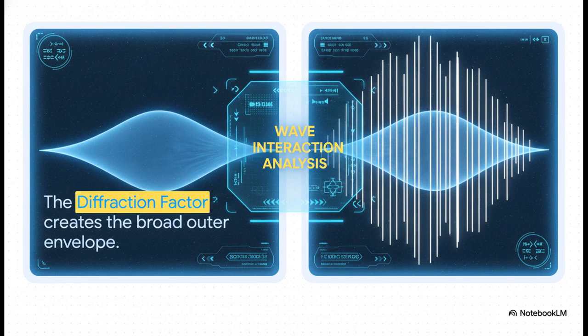There are two distinct factors at play. The overall broad, hill-like shape of the light pattern, which we call the envelope, is determined entirely by the diffraction factor of a single slit, that sine alpha over alpha squared we talked about earlier. But tucked inside that broad, glowing envelope are incredibly sharp, rapidly alternating bright and dark lines. Those are generated by the interference factor, the cosine squared beta, which represents the waves from the two separate slits colliding. So the diffraction envelope dictates the broad peaks, while interference dictates the sharp internal fringes. They just work in perfect concert.